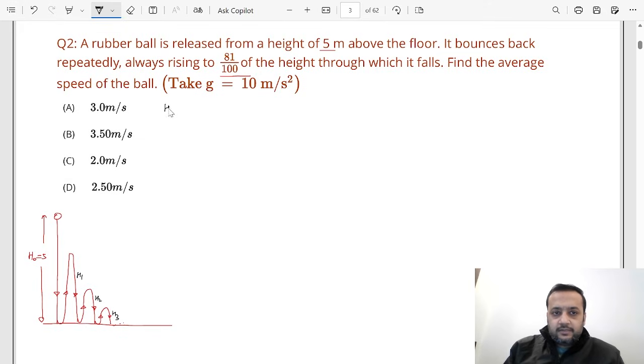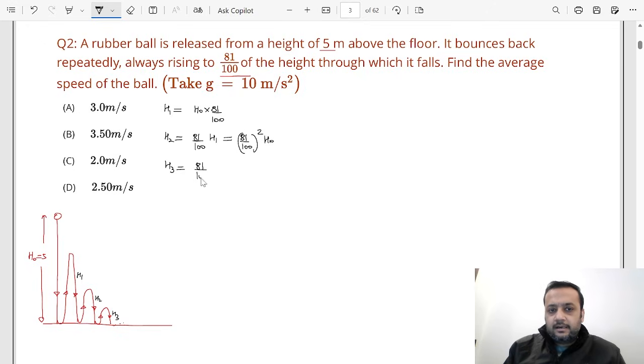So basically h1 is equal to h naught into 81 by 100. All right, h2 will be equal to 81 by 100 into h1, which means it will become (81 by 100) square into h naught. Similarly, if you understand the pattern, h3 can be written as (81 by 100) whole cube into h naught. So this pattern will continue.